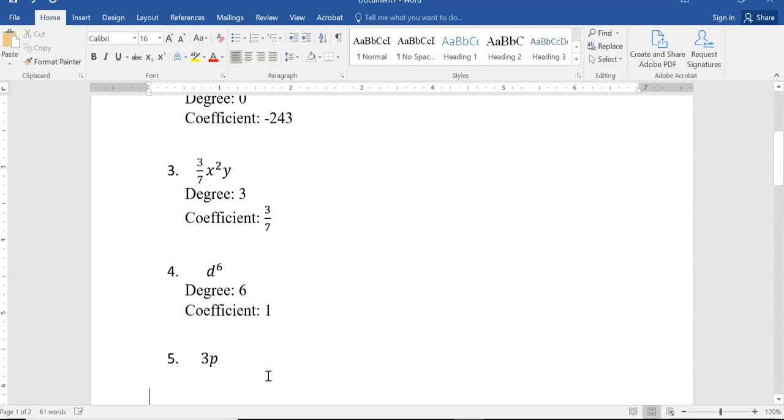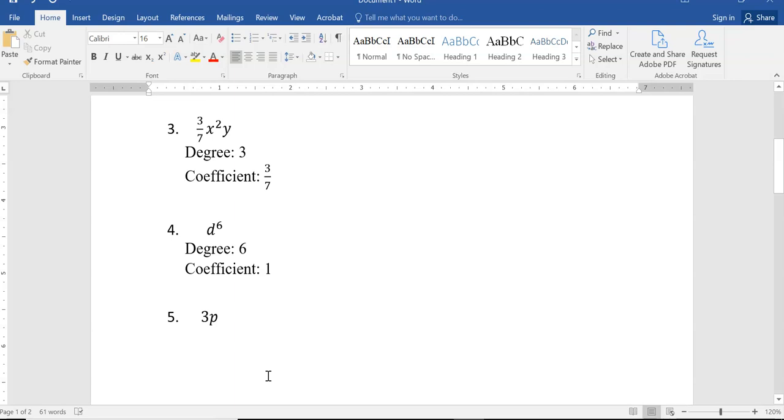And in a similar way, when you deal with 3 times p, the degree here is a 1 because we have 1 variable. Sometimes people will write out the exponent, so 3 times p to the first, so that they can see the degree is 1 of that term. And the coefficient here is the number 3, obviously. So there you go. That tells you how to find the degree and the coefficient of each term.